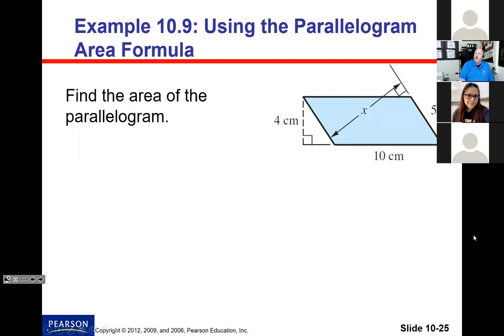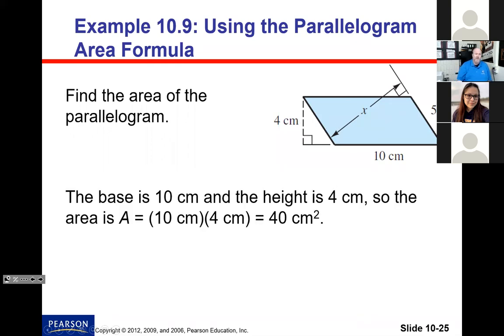No, I only need 2. I need the base, which is 10, and I need the overall height here, not the slant height, but the height of 4, right? So the base is 10, the height is 4, so the area is 10 times 4, or 40 centimeters square. Super common to get more information than you need in a question.